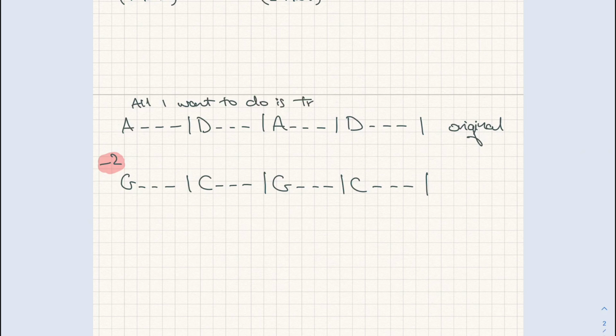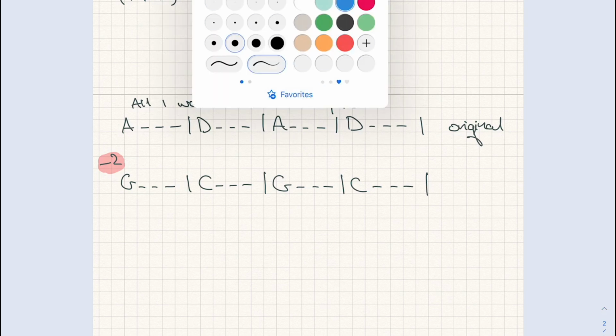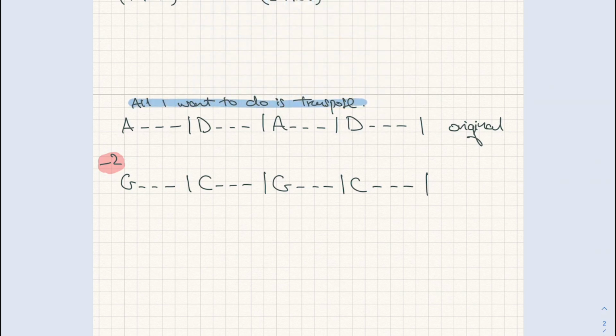So the next thing we've got to look at is, big general overview. So we had the original, we had the transposed, and you can do this on Ultimate Guitar.